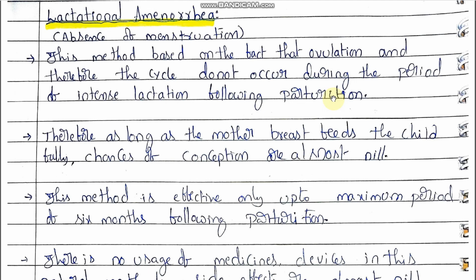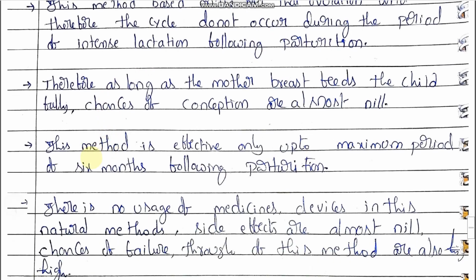So whenever the baby sucks the breast, at that time there is no release of GnRH, and obviously LH and FSH are not released from the pituitary, GnRH is not released from the hypothalamus. Therefore, as long as the mother breastfeeds the child fully, chances of conception are almost nil. So when LH and FSH are not released, ovulation does not occur. So there is no ovulation, no fertilization, no pregnancy.